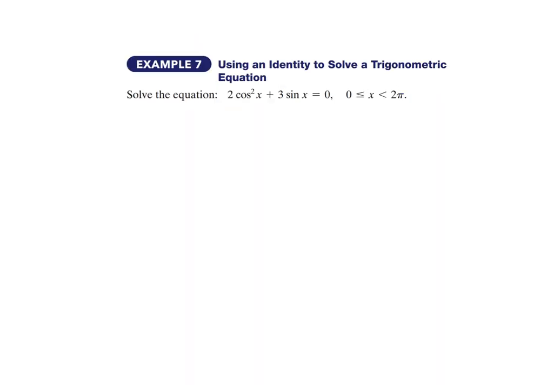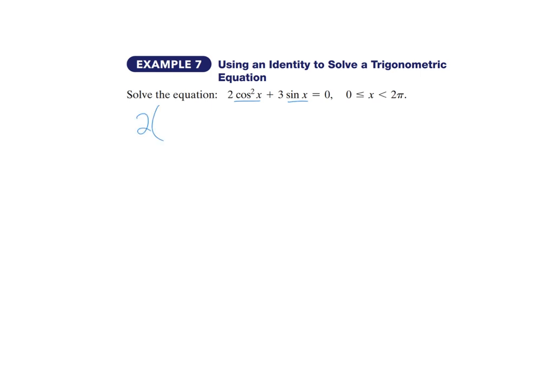Example 7, using an identity to solve a trigonometric equation. This is where we'll use the identities that we've used in the previous sections. And what I notice is I have a cosine squared and a sine squared. I can't factor it out. I can't use a quadratic form.